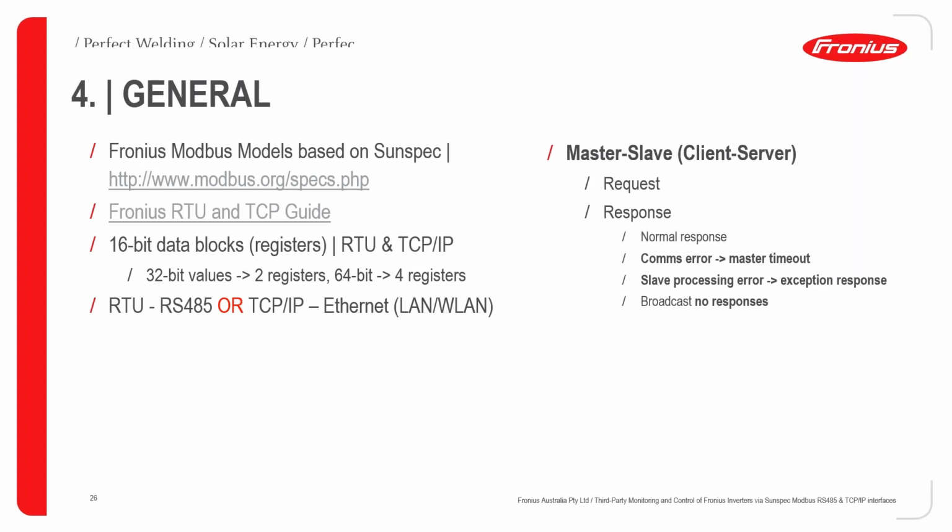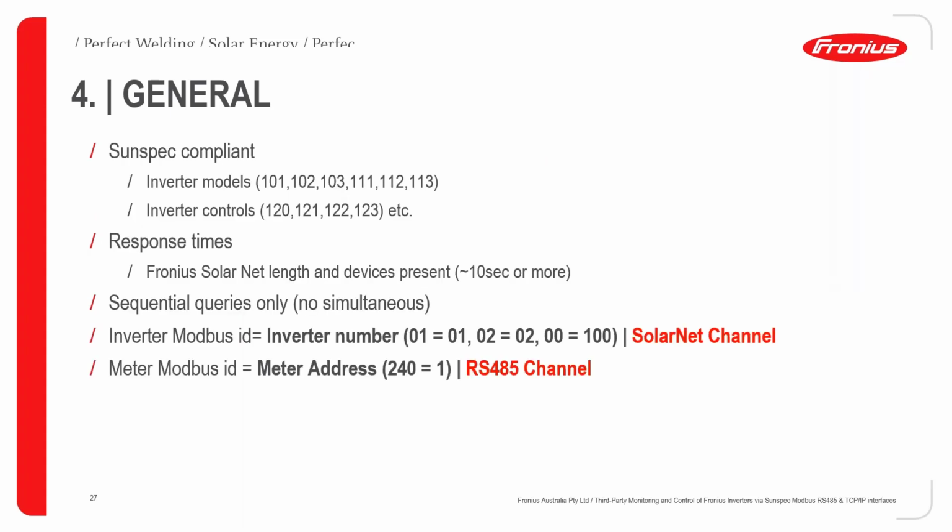Again, request and response. When you request something, you're going to get a response from the slave, or the inverter in a way. It can be a normal response. It can be an error, in which case you can end up in a timeout. It can be a slave processing error, where something happened on the backend, in which case you'll get an exception. Or when you do a broadcast, you will get no response. It's important to realize that when broadcast is being used, slaves will not respond by default. This is the way the protocol is integrated.